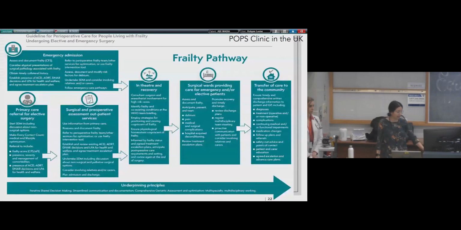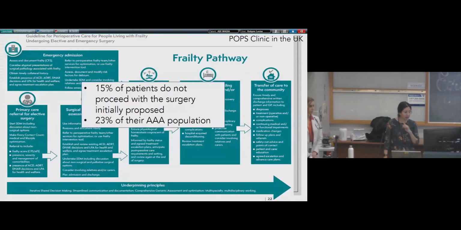So this is the clinic that Robynn participated with in London, and they found that, at least within their own internal patient database, after they do these assessments, about 15% of patients decide to not proceed with the initially proposed surgery, and 23% of their AAA population.